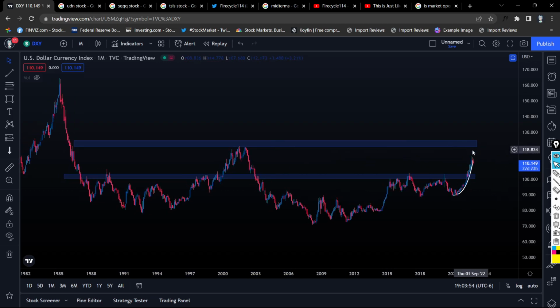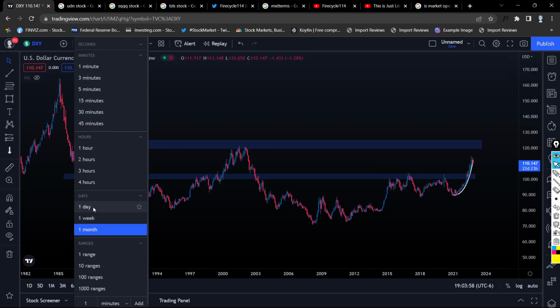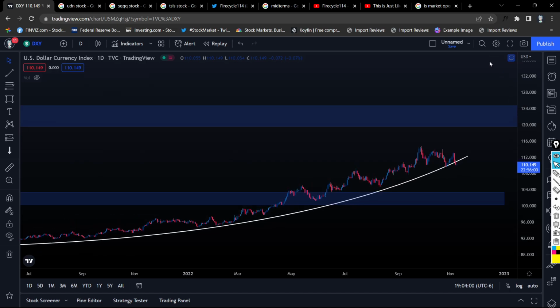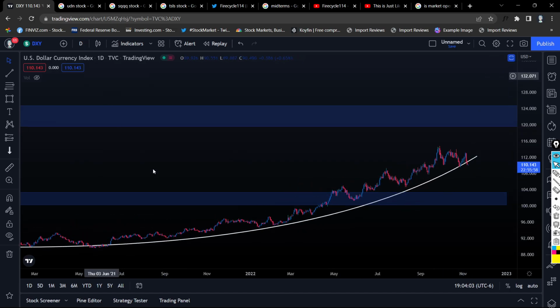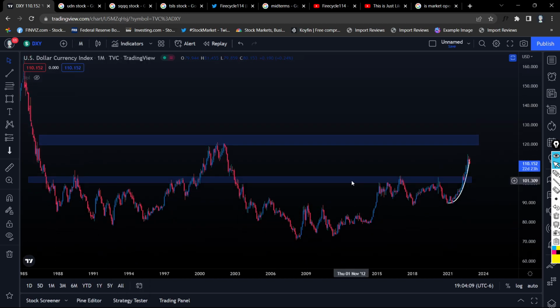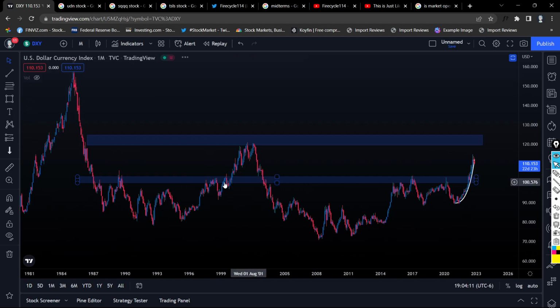Then we have another resistance going on over here, and now I want to take a closer look at the daily time frame. Again, this level is our support now. If we go back to the monthly time frame, we have the $100 mark, which was a major resistance back in the day.